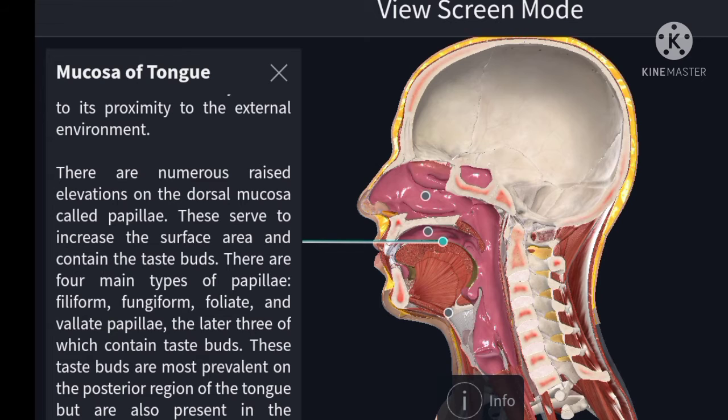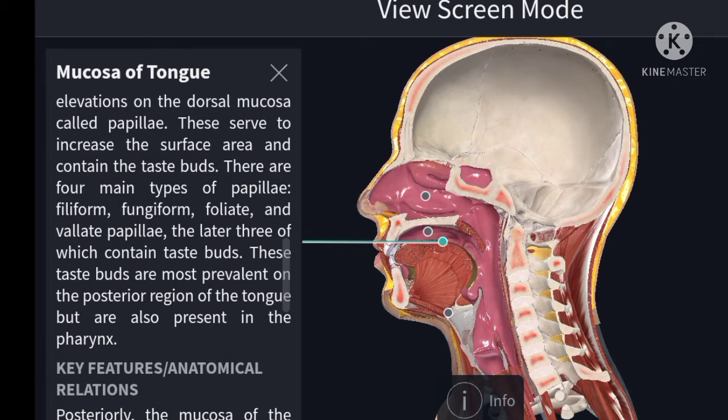And out of this, only the fungiform, foliate, and vallate papillae contain the taste buds, and these taste buds are the most prevalent on the posterior region of the tongue, but they are also present in the pharynx.